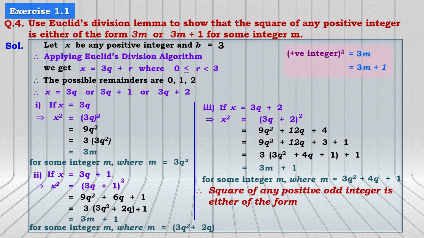Okay. So what we got is that the square of any positive odd integer is either in the form of 3m or 3m plus 1. So we proved that for some integer m.